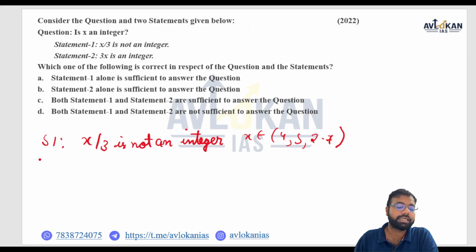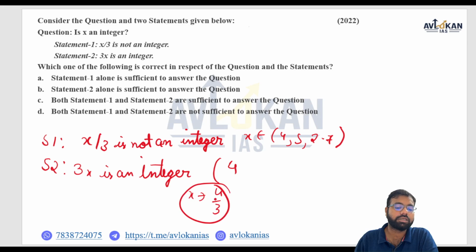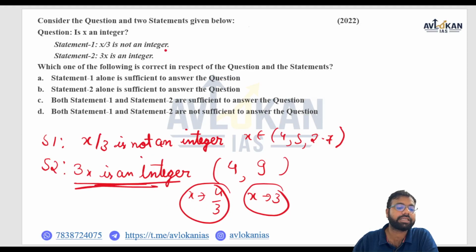We cannot answer that. Next, statement 2 is 3x is an integer. So let's say 3x is 4, then what is going to be x? x is going to be 4 by 3. So in that case x is not an integer. But if 3x is 9, then x is going to be 3. So in that case x is an integer. So if 3x is an integer, I cannot tell whether x is an integer or not. So from any one of them, we are not able to answer this one.